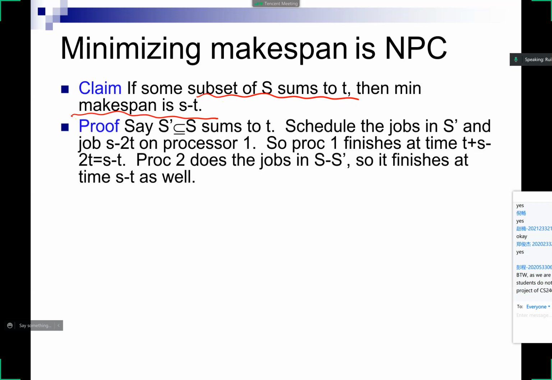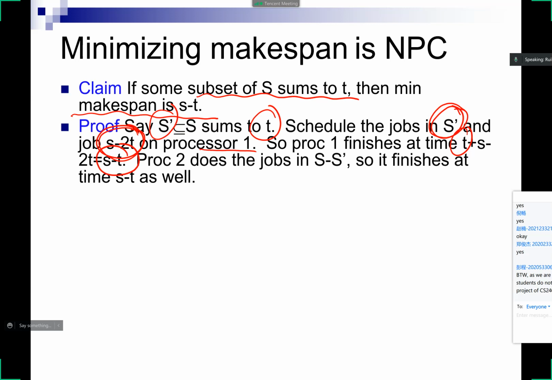The proof is simply that if you have a subset of S which sums up to t, let's say this is a subset S prime. Then we're going to take all the jobs in S prime plus this one additional job, and put them onto processor 1. So when is processor 1 going to finish? Well, it needs to do all the jobs in S prime, and all of them together, because they add up to t, take t time to finish. And then it also needs to do this other job, which takes s minus 2t time. So the total amount of time that processor 1 needs is going to be s minus t.